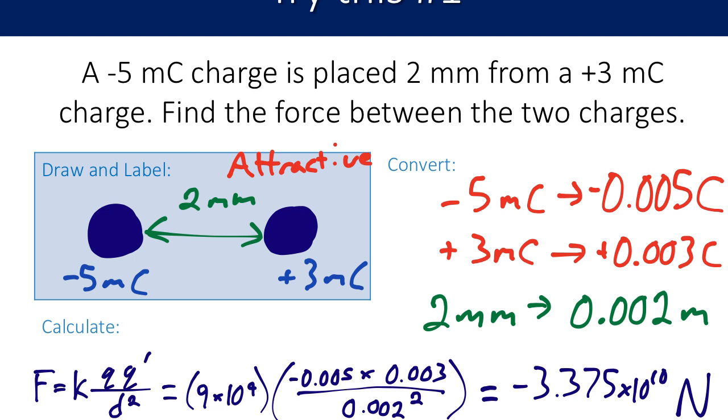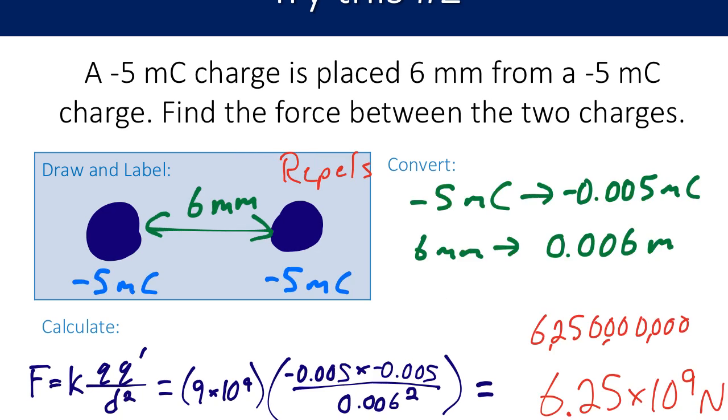Once you've converted, then bring in your values. K is 9 times 10 to the 9th, and then the product of the charges, so you can just take what we've done here with our conversions and multiply those together, divided by the distance of separation squared. Don't forget that square in your calculations. It will throw your numbers off. Double check your math, but you should end up with about -3.375 times 10 to the 10th newtons.